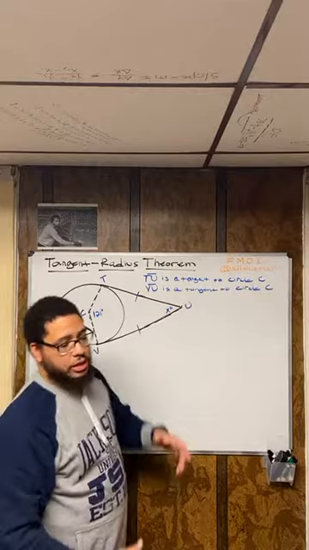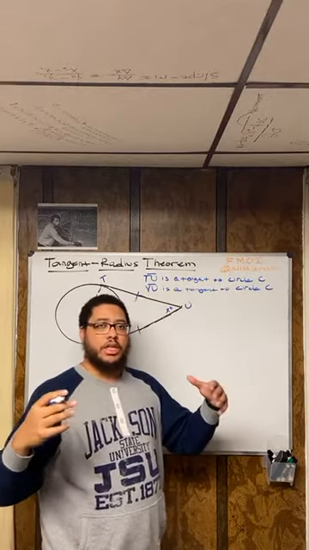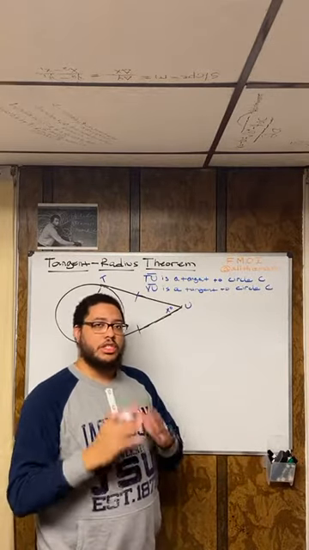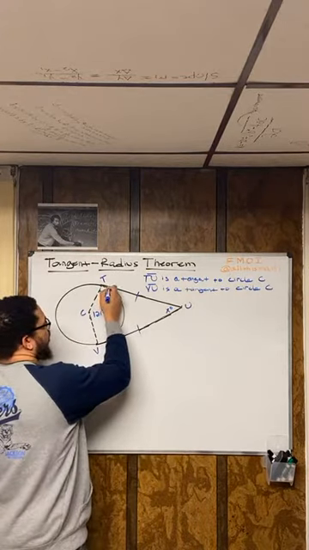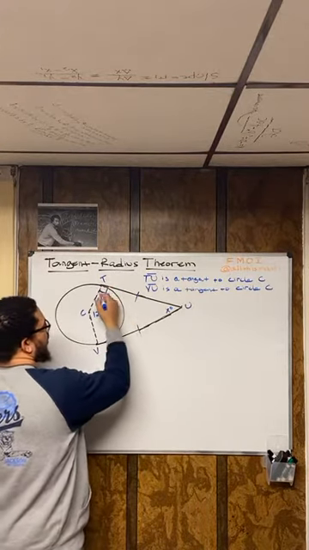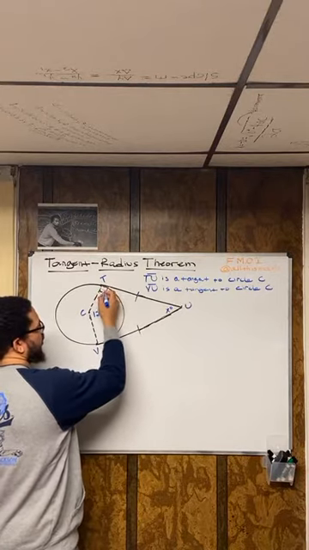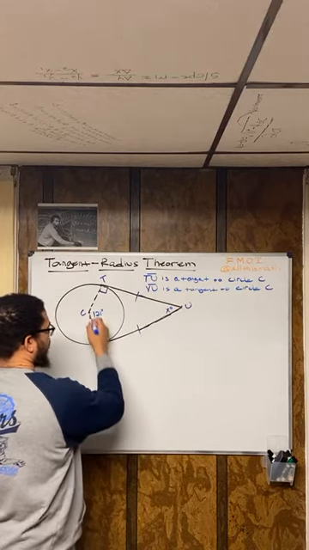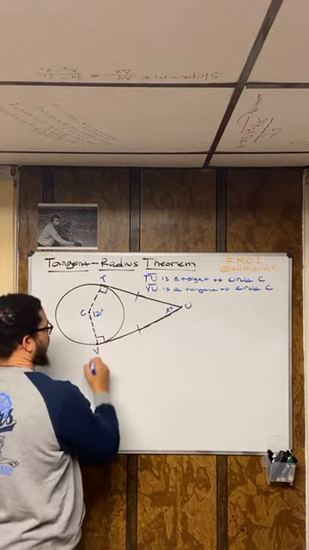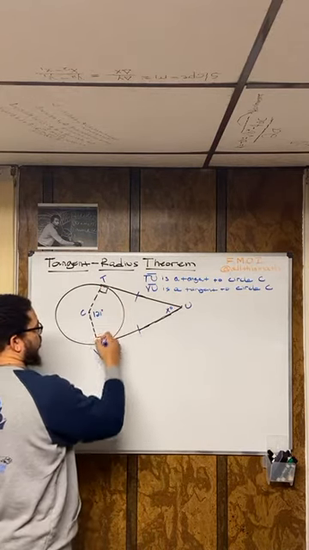But when a tangent connects with or touches a radius within a circle, it forms a special angle, a right angle. So we can label that. This tangent connects with this radius, it forms a right angle. This tangent connects with this radius, it also forms a right angle. So now I have two right angles.